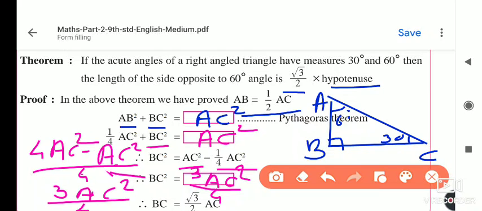So in this way we have to prove that in the 30, 60, 90 triangle, the side opposite to 30 degree is half of the hypotenuse, and the side opposite to 60 degree is root 3 upon 2 of the hypotenuse. Understand, all of you? Note down this activity in your textbook.